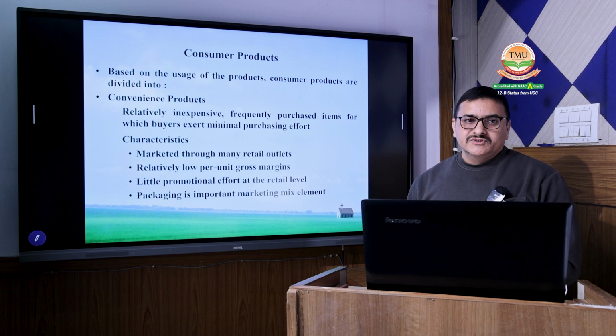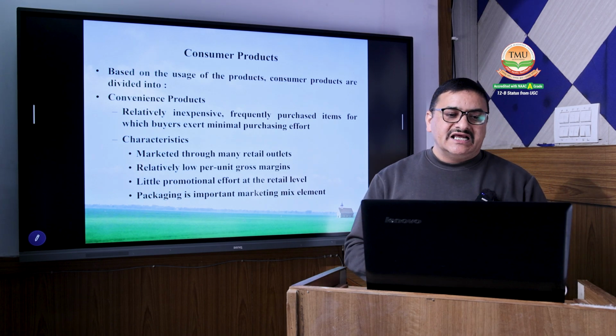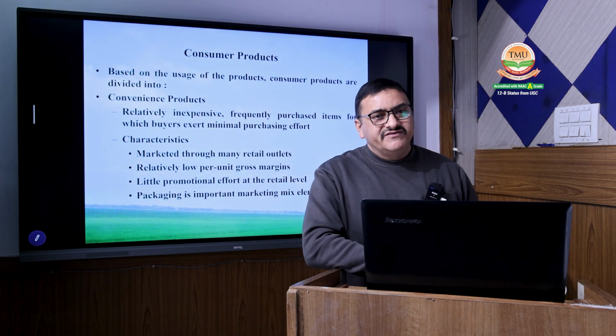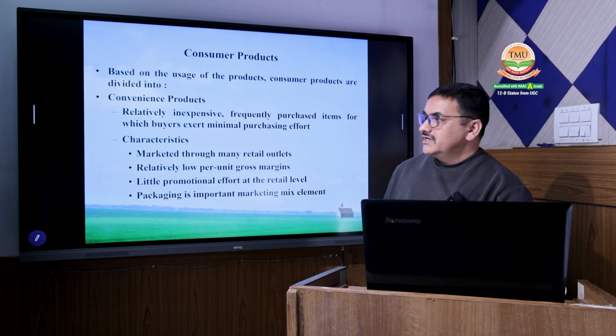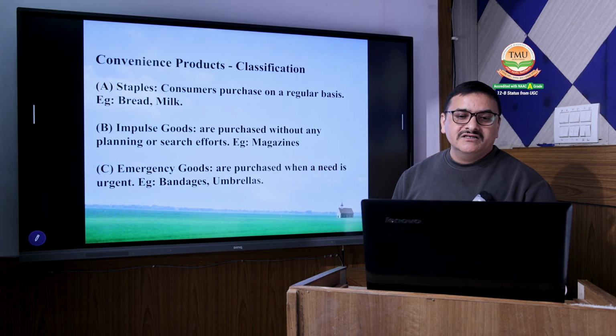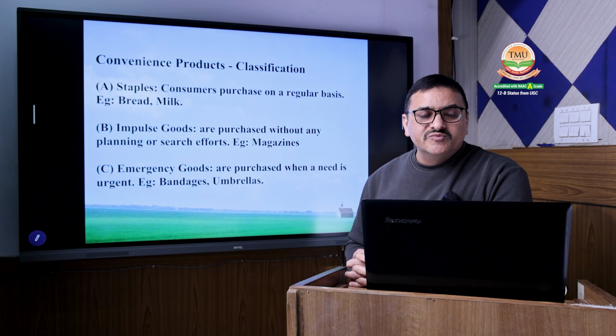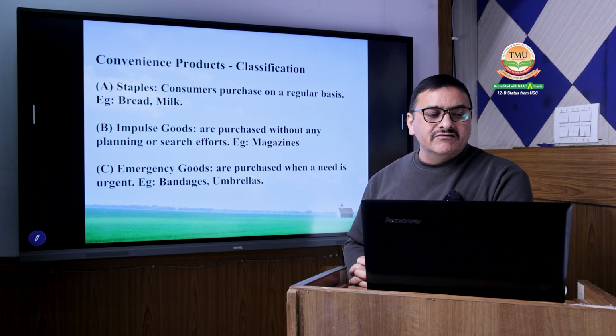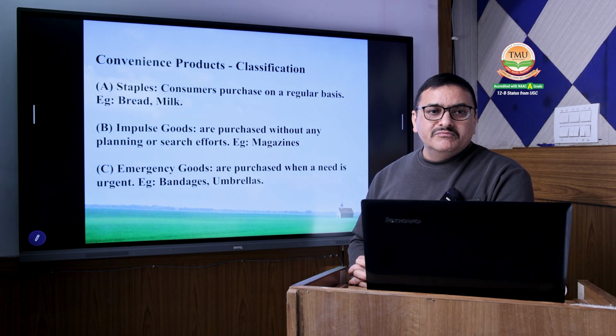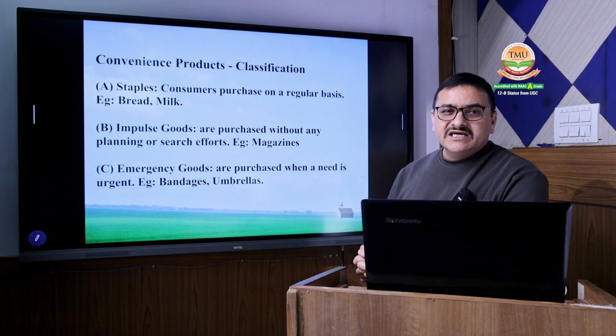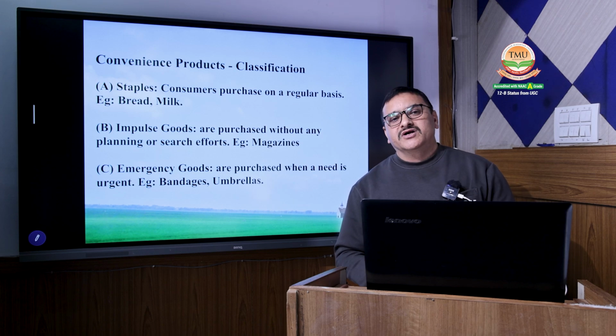The convenience goods or convenience products are again classified into three different categories. Number one is the staple goods. Staple means such type of product which the consumer purchases on a regular basis. For example, bread, milk, butter, all these are known as staple products.